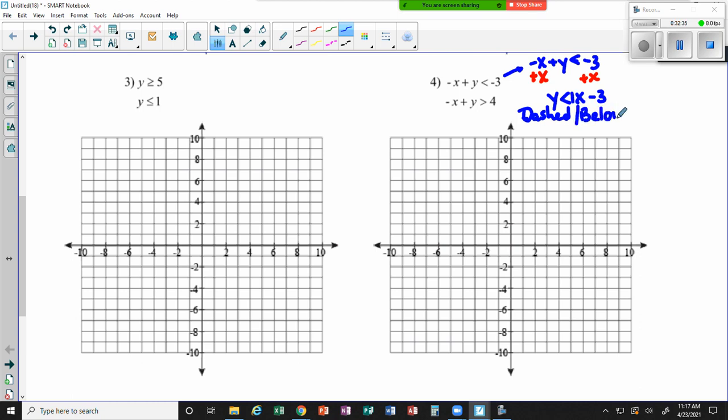To get my boundary line, I start with my y-intercept. What's my y-intercept in this case? Negative 3. So my y-intercept's negative 3. Now, to get more points, I use the slope. So what's my slope here? 1. So I go up 1, right 1. It's positive, so I'm going up. You always go to the right, whether you go up or down. So it's positive, so I'm going up and to the right.